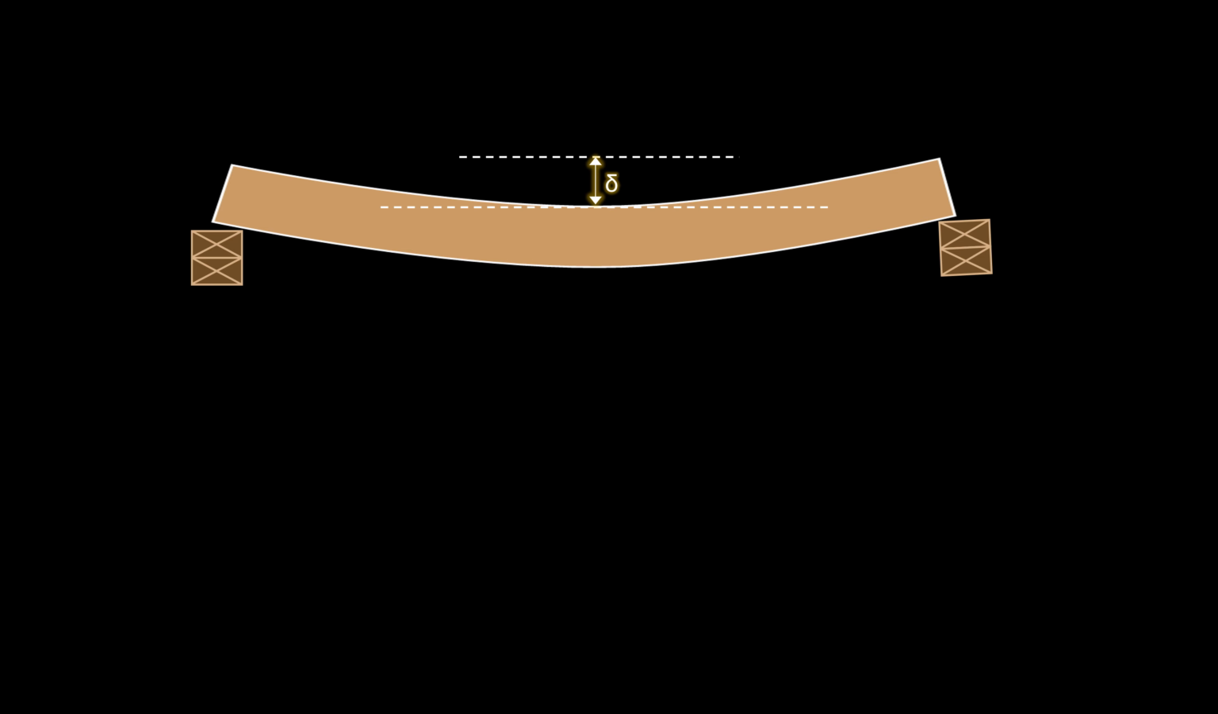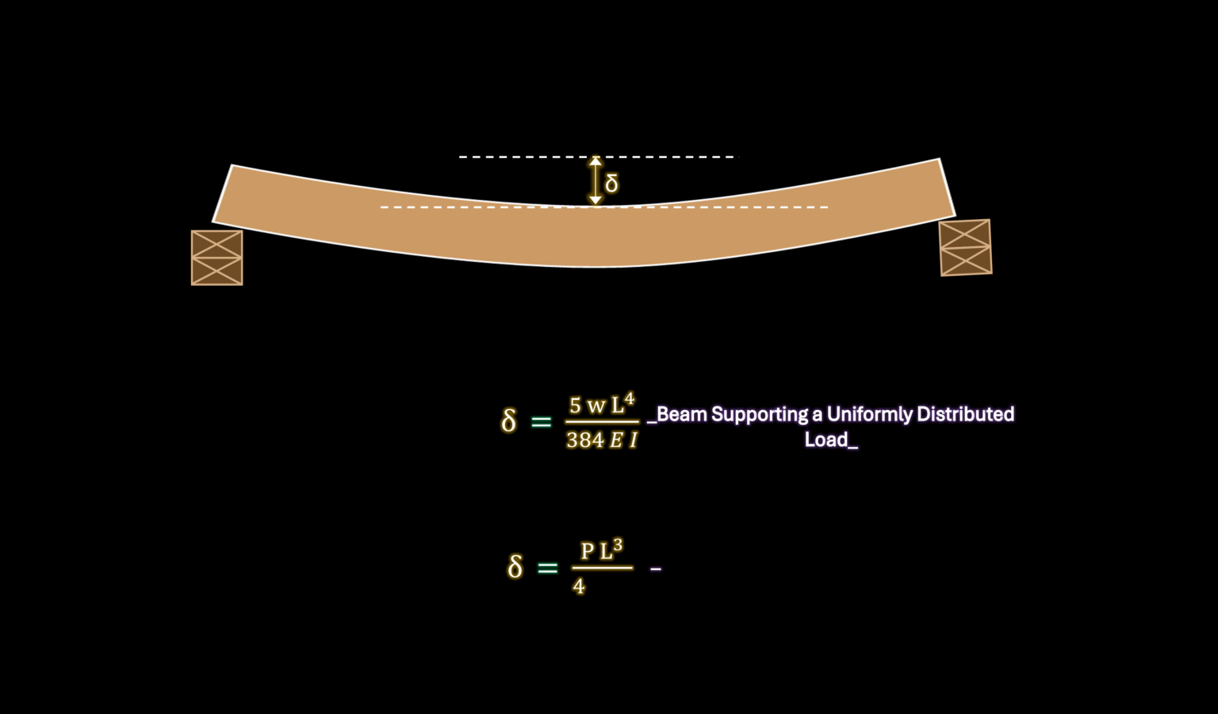The final equations used to calculate deflection that are derived from the Euler-Bernoulli beam theory are expressed in terms of the load acting on the beam. This is the deflection equation based on the Euler-Bernoulli beam theory for a simply supported beam or joist supporting a uniformly distributed load such as a floor joist or roof rafter. And this is the equation for a simply supported beam supporting a point load at the mid-span.